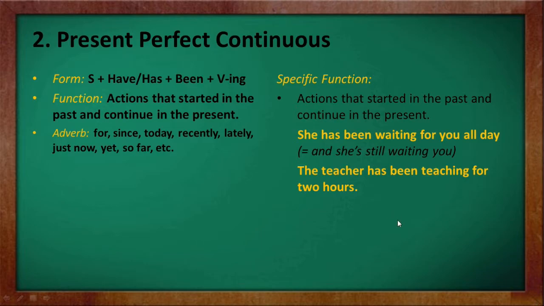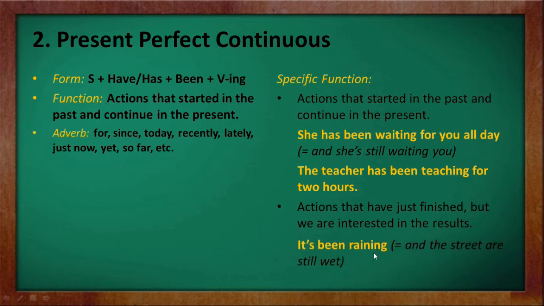Okay. The second specific function is to express an action that has just finished, but we are interested in the result. For example, it's been raining. It's been raining. At this time, the raining has stopped, but the streets are still wet.